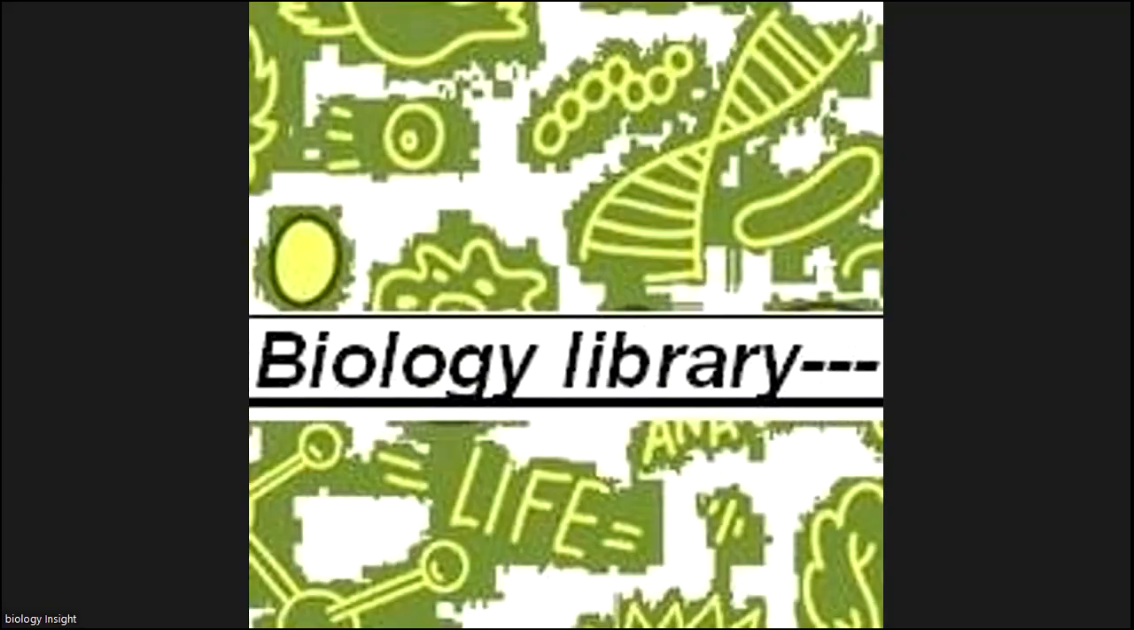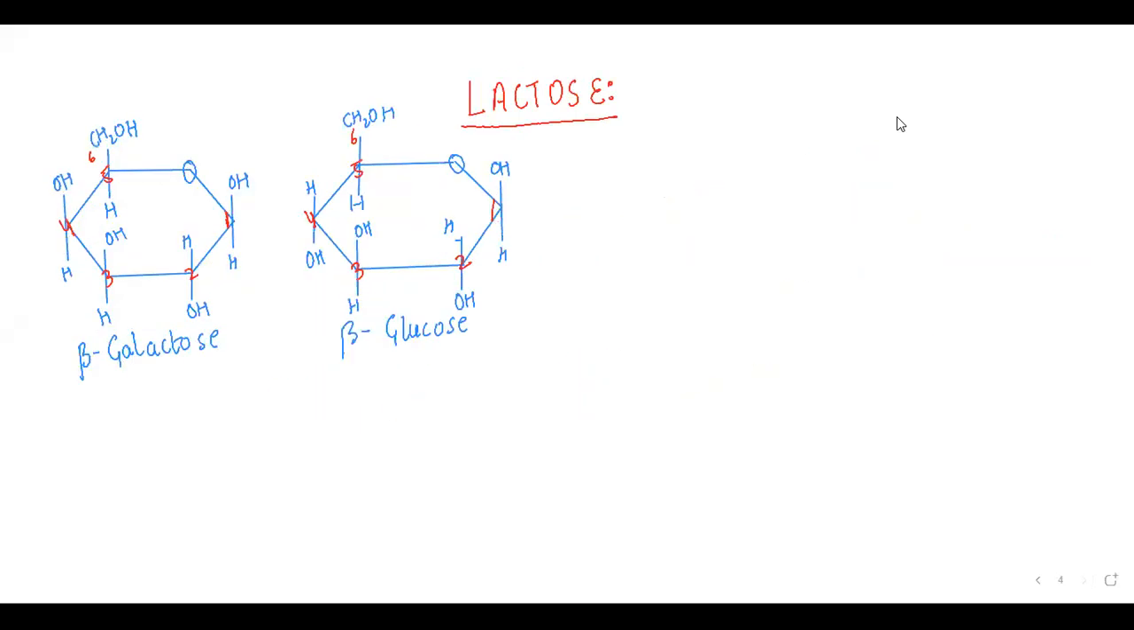Okay, the next disaccharide that we'll be studying is lactose. Now, what is lactose? Lactose is called the lact or the milk sugar. This is the most common form of sugar that we find in milk. In human milk, there is around 5 to 8% of lactose, whereas in the milk of other mammals, there is about 4 to 6% of lactose.